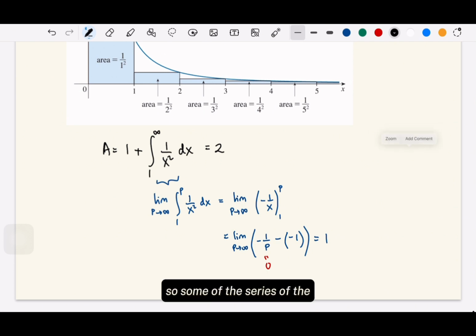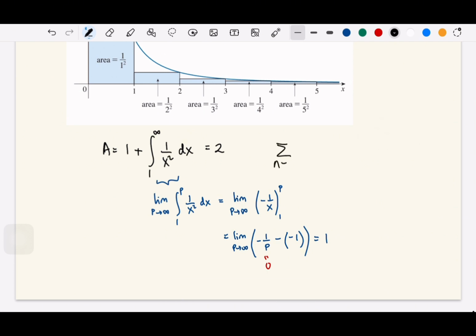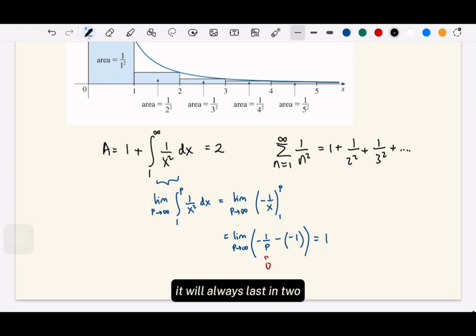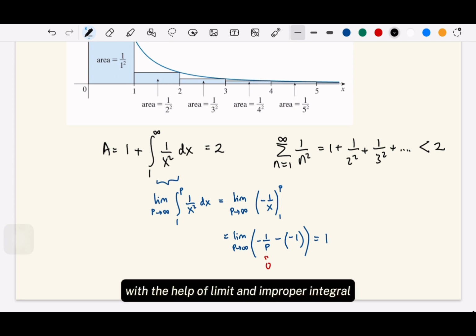So the sum of the series 1 over n squared, 1 plus 1 over 2 squared plus 1 over 3 squared plus dot dot dot, will always be less than 2. With the help of limit and improper integral, we can bound it, but the actual value will be less than 2.